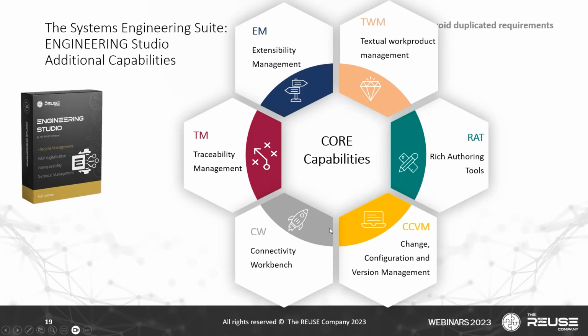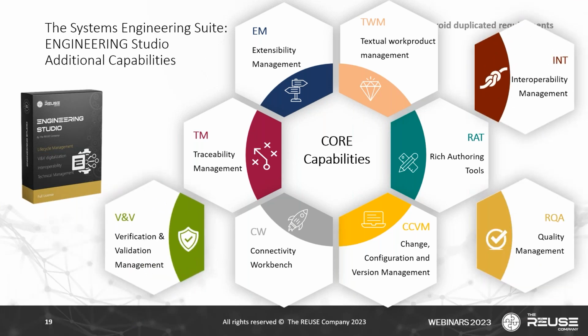So this semantic capability is in the new version of our tool suite, the Systems Engineering Suite, and the main capabilities of the Engineering Studio, together with other additional capabilities that perhaps you know: interoperability, RQA for requirements quality analysis, VMV Studio. So, of course, the RAT, the authoring tool, as I was mentioning, is the first tool implementing this semantic approach with both the combination of the semantic indexer and the semantic search engine.